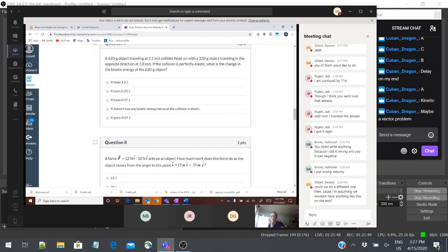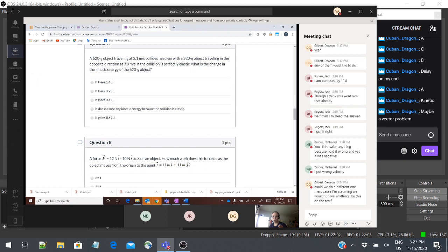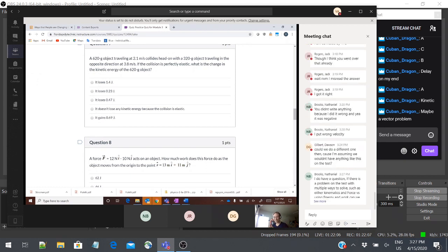So we know it's an elastic collision. That's great. That identifies the concept right off the bat. What do we know about elastic collisions? We know that energy is conserved. So does that mean the answer must be D? It doesn't lose any kinetic energy? No, because it's the total kinetic energy.